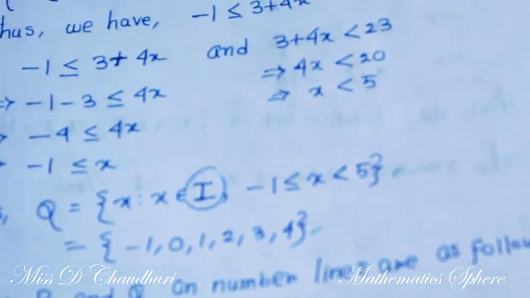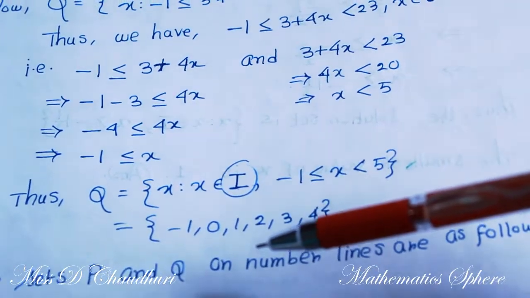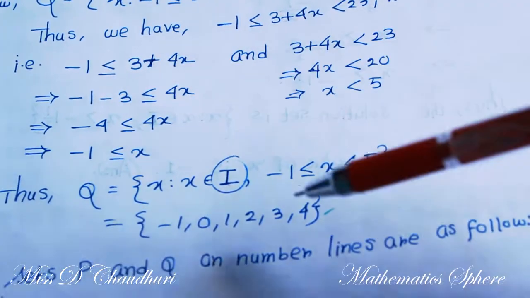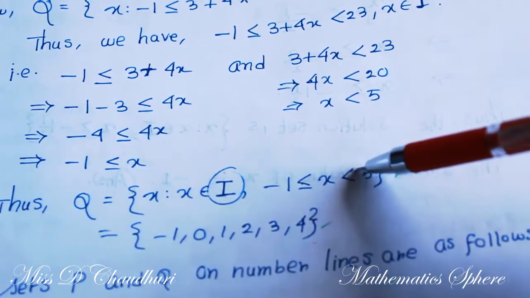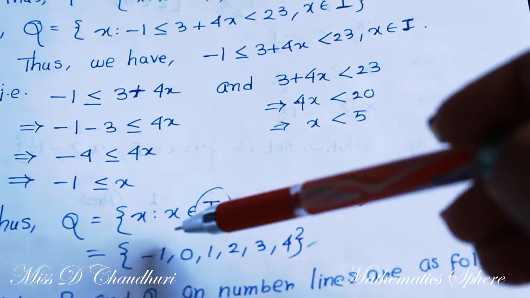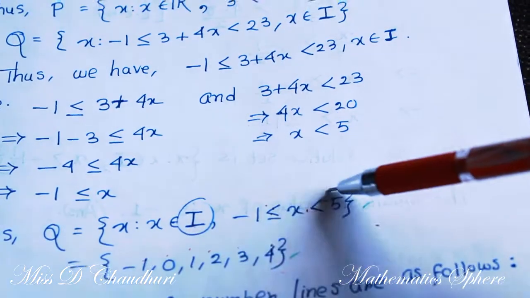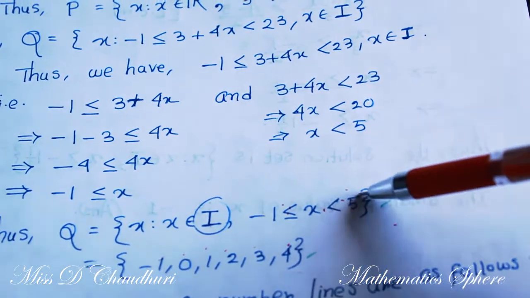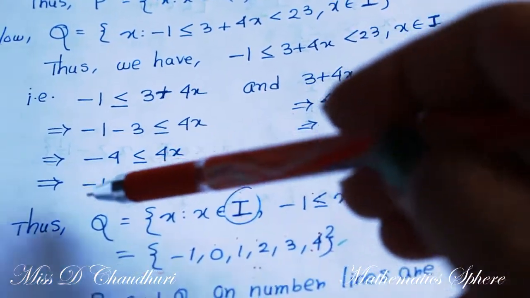Now one thing is that since Q belongs to I, here we can write this in roster form, means we can list the members. So what is given, that x is greater than or equal to minus 1 but less than 5, means from minus 1 we can take minus 1, 0, 1, 2, 3, 4, but 5 we cannot take because x is strictly less than 5. Okay, so up to 4, these are the solutions or the members of the set Q.